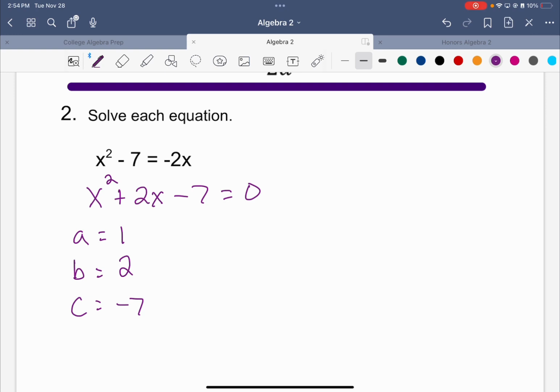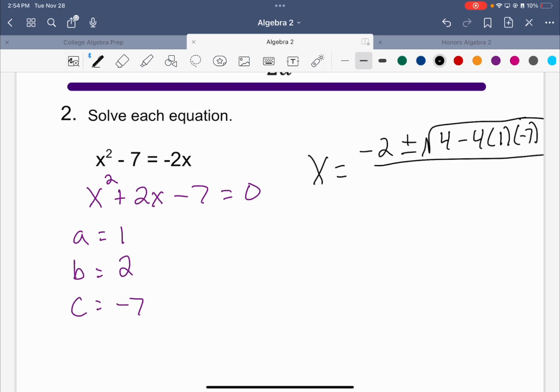So now that we know our a, b, and c, x is equal to negative b. So b is 2. So negative b is negative 2. Plus or minus the square root of b squared. B is 2. 2 squared is 4. Minus 4ac, all over 2a.